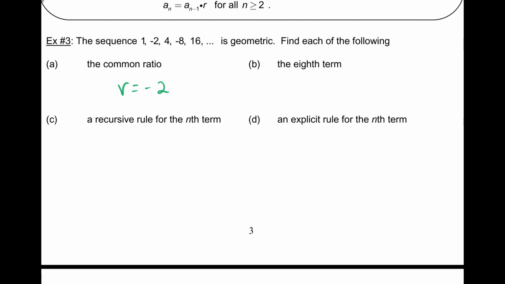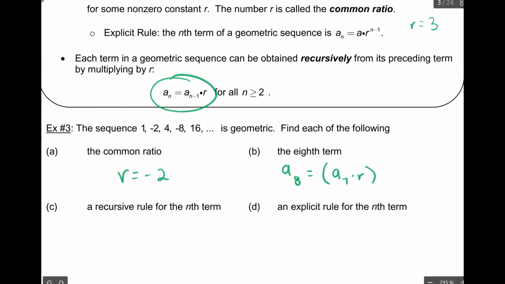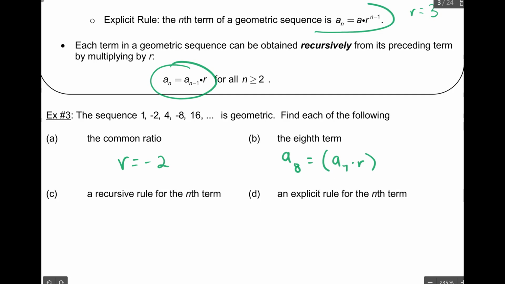Alright, let's find the 8th term. So how do I find a of 8? The 8th term. Well, if I use a of n, here a of 8, that's equal to a of 7 times r. I could find the 7th, or I could do the explicit rule.